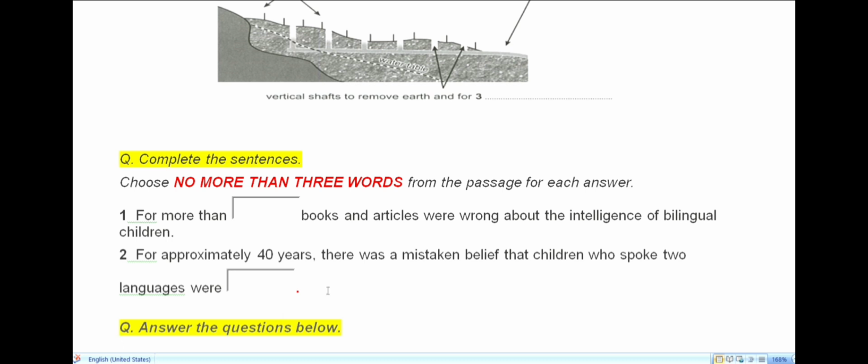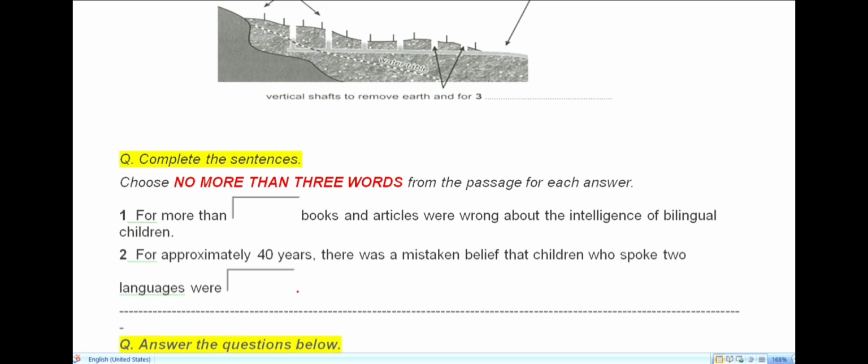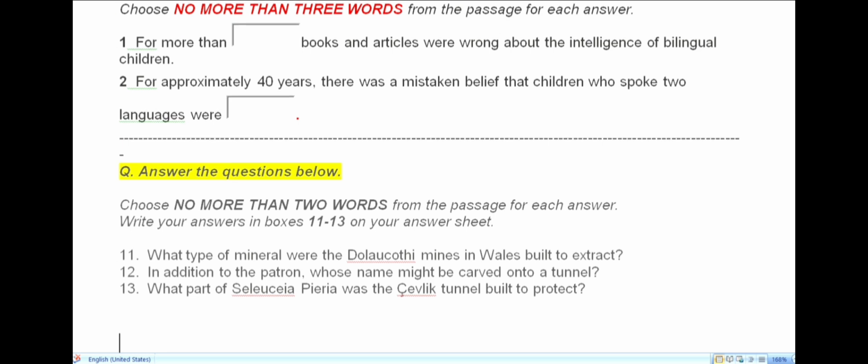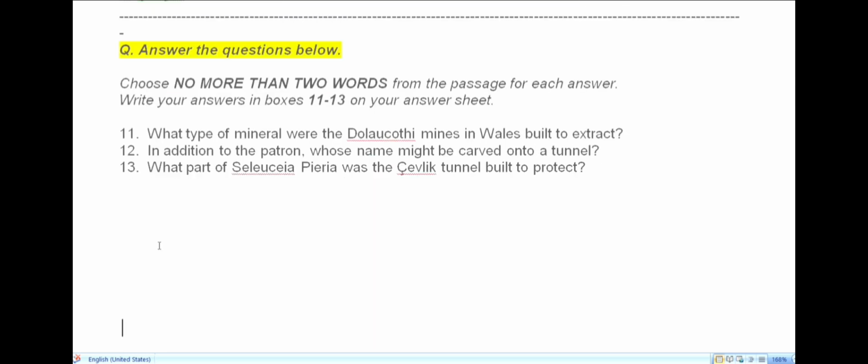And the easiest one, and the last question type, is answer the questions. You have a question like what type of mineral, another is whose name might be, and another one is what type of. So all the question words are used, and this becomes the easiest form of question type in the reading module.